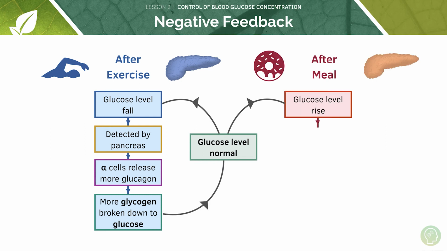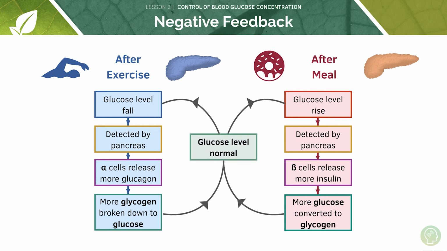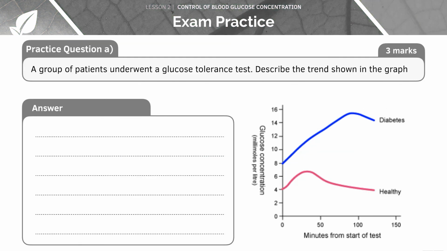Now after a meal, our glucose levels rise. This is again detected by the pancreas, but this time our beta cells of our islets of Langerhans release more insulin. So more glucose is converted to glycogen for storage. And our glucose levels drop back to normal. So can you see how homeostasis is maintained here? When our glucose levels fall, we increase our glucose in our blood, glucose levels back to normal. When our glucose levels rise, we decrease our glucose levels in our blood by converting it to glycogen, and it's stored in cells in the liver and muscles. Therefore, our blood glucose level drops back to normal.